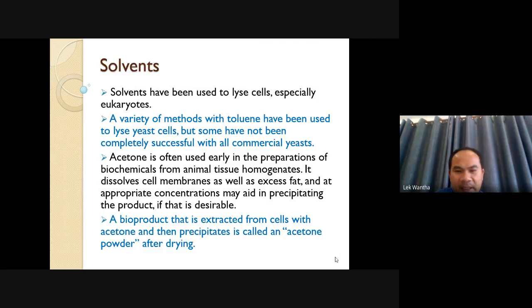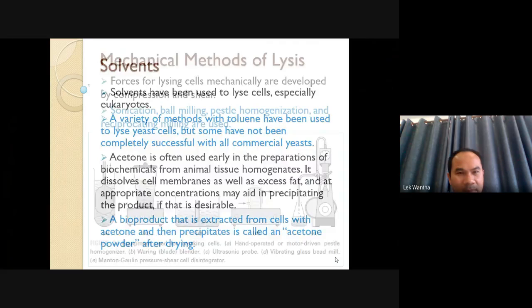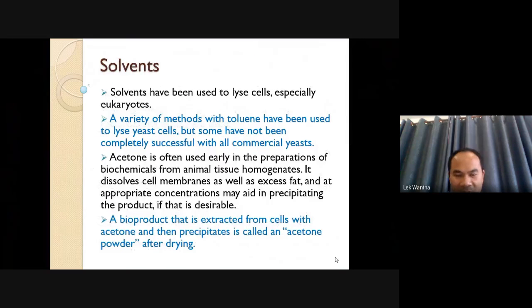Another one is a bioproduct that is extracted from cells with acetone and then precipitated, called acetone powder after drying. If you use acetone to break the cell, it may also induce precipitation of some solids from the cell. You can break the cell and then precipitate the product out of the solution with this technique too. This is a short overview of solvents and detergents.